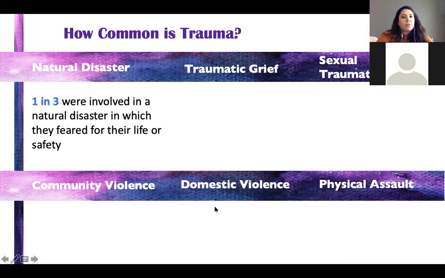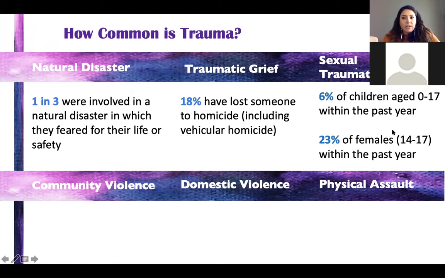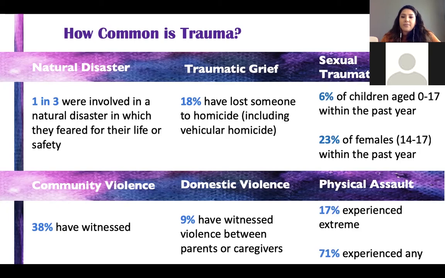In terms of natural disasters, 1 in 3 have been involved in a way that they feared for their own lives. About 18% of children and adolescents have lost someone to homicide. And 6% of children have experienced sexual victimization within the past year. Among later adolescent females, ages 14 to 17, 23% have stated experiencing this within the last year. And 38% have experienced community violence, 9% domestic violence, and, in my mind, a pretty high percentage of children and adolescents have stated that they've experienced physical assaults. 71% of those have stated that. And to me, a shocking amount, 17% have stated experiencing extreme physical assault.